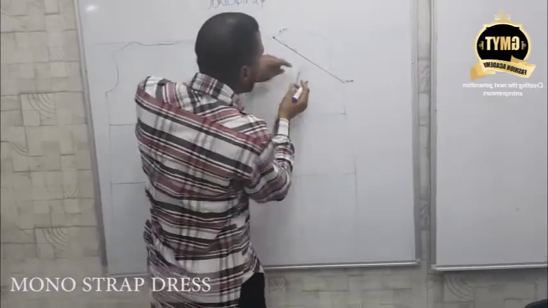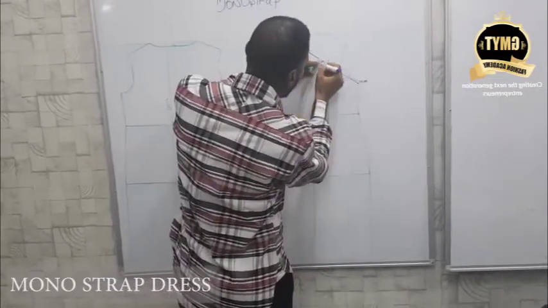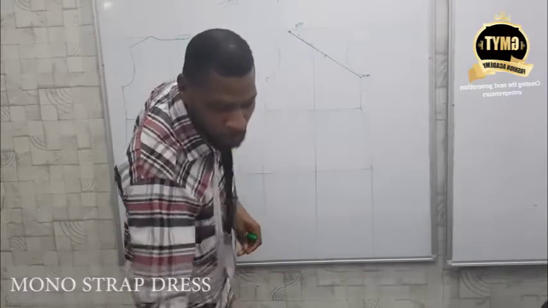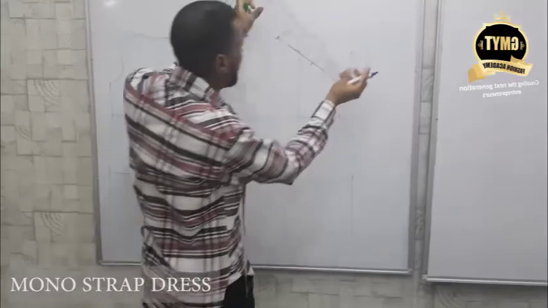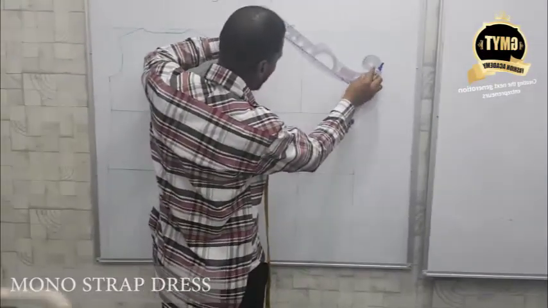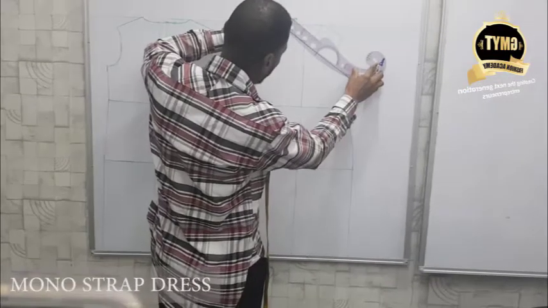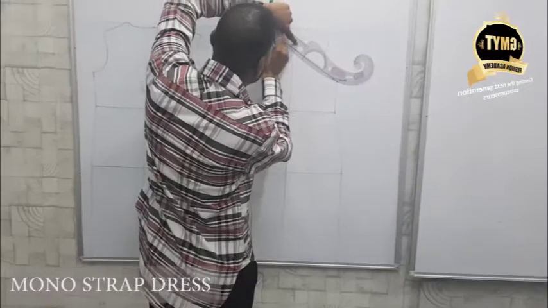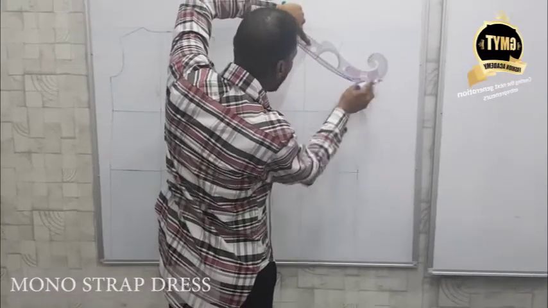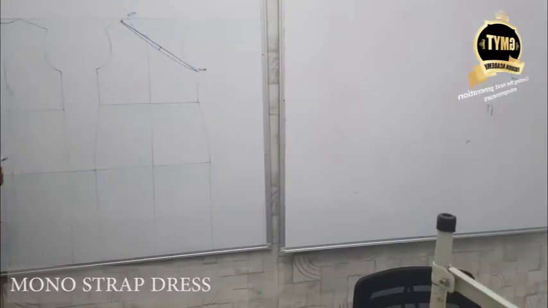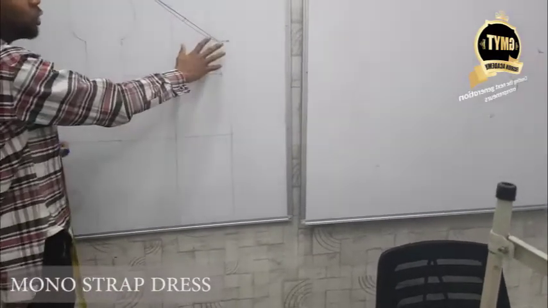So from this point, I can come inward like 1.5 cm. Then you place your ruler on it. So when you do that, you have this. Now, already you have your desired shape of the neckline you want.